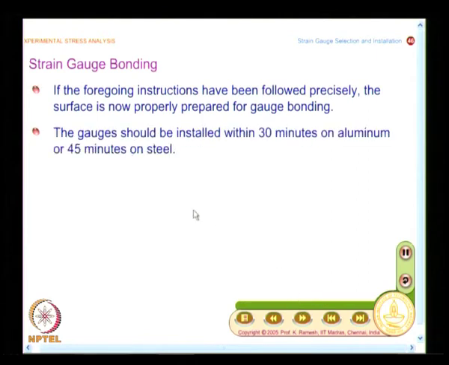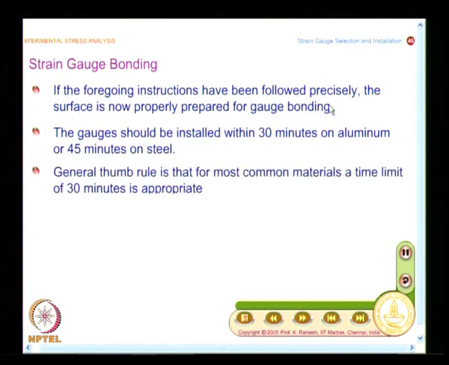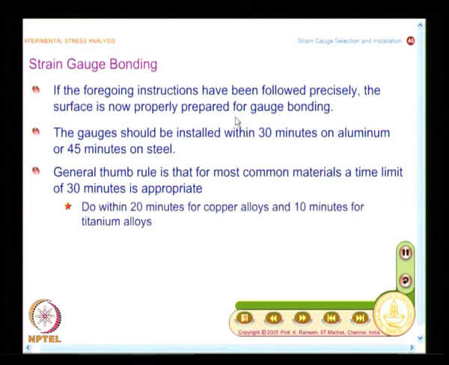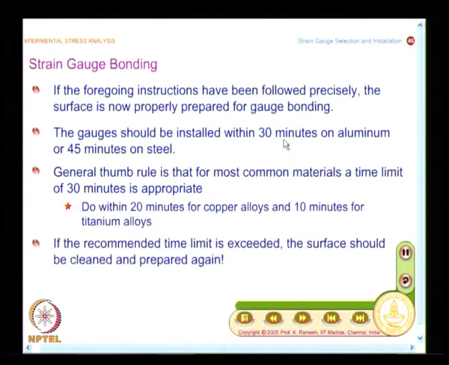What is mentioned here is, if the foregoing instructions have been followed precisely, the surface is now properly prepared for gauge bonding. And what is the recommendation? Look at this very carefully. The gauges should be installed within 30 minutes on aluminum or 45 minutes on steel. The general thumb rule is to try to do it within half an hour.